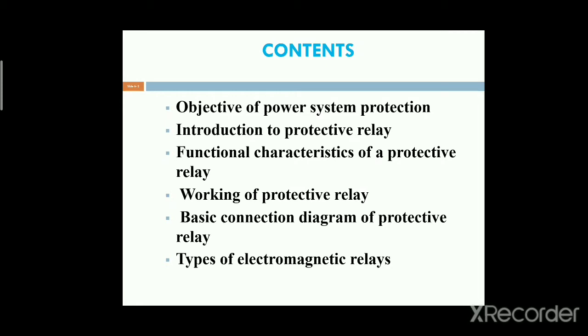Next one is the basic connection diagram of a protective relay. How we connect the protective relay components and the circuit breaker will be explained in this topic.